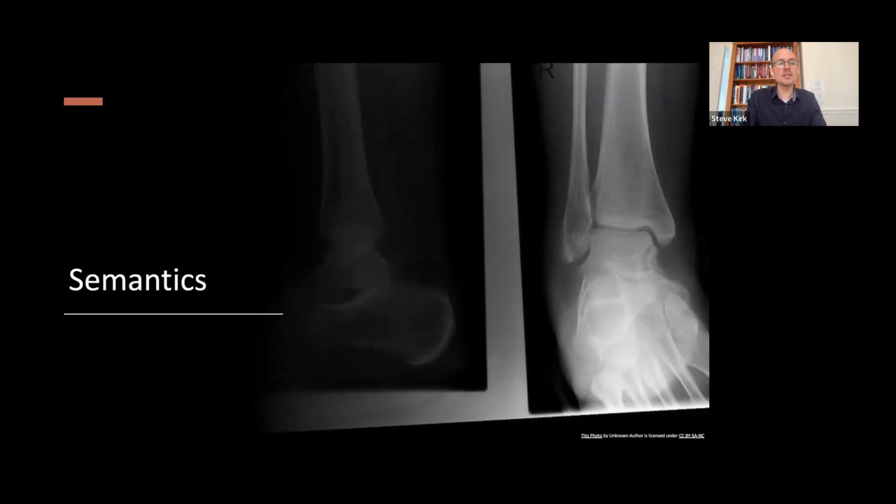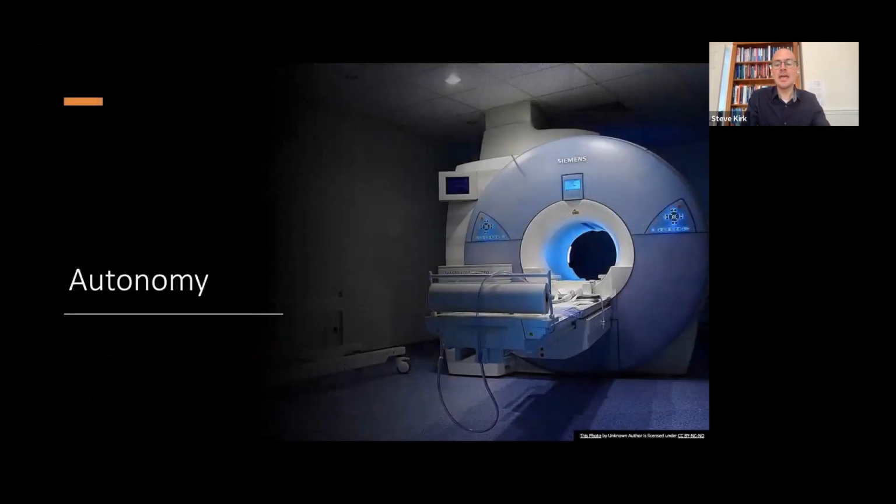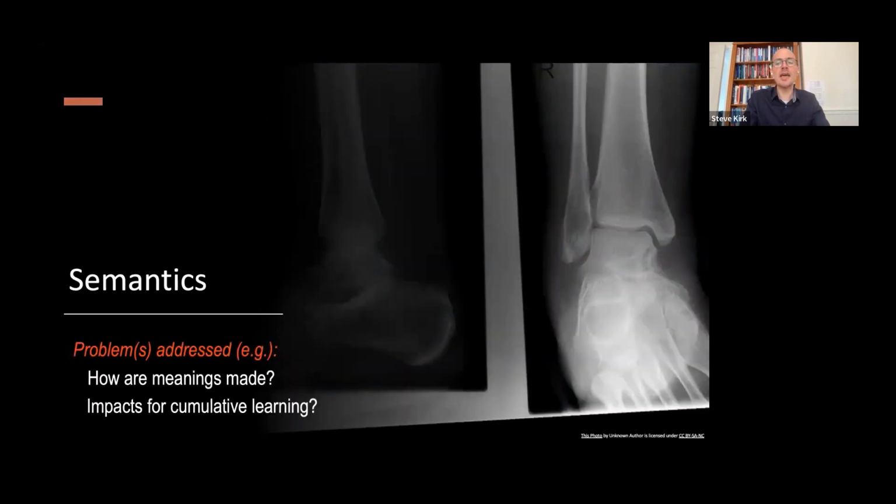The dimension of semantics is interested in things like how are meanings made? How are meanings made in the classroom, in curriculum, in disciplines? And what are the impacts for cumulative learning, for students, for disciplines, for staff, or whoever? And then the third dimension is autonomy. And the problems addressed here are around where practices or principles come from, and then the purposes to which they are put.